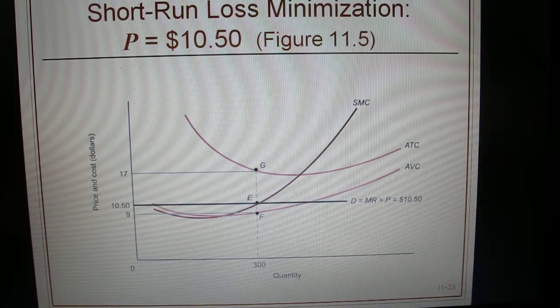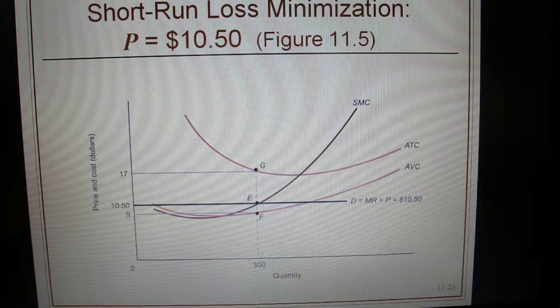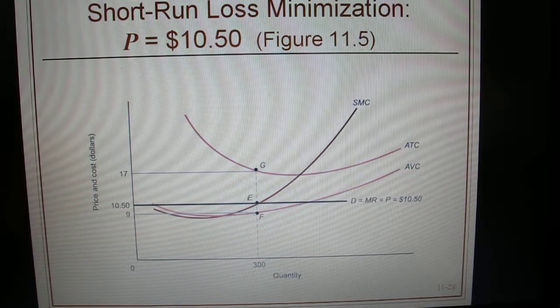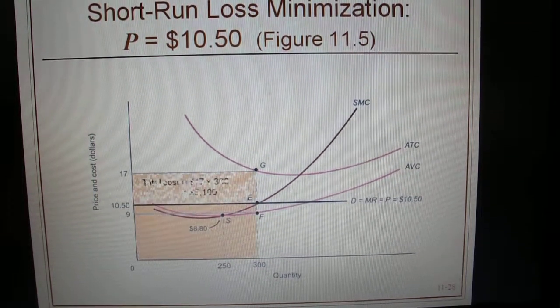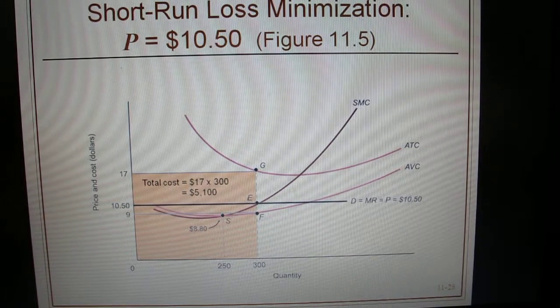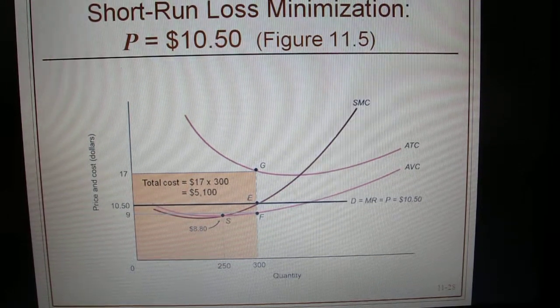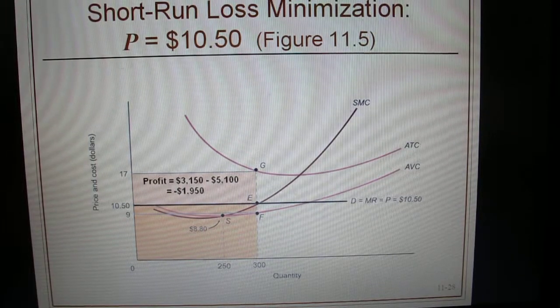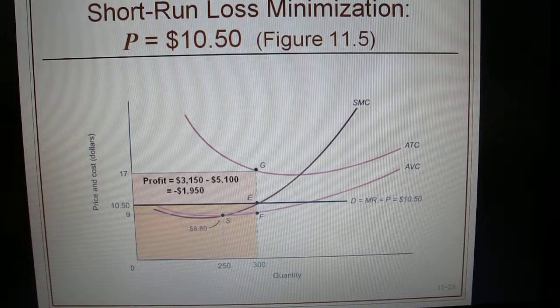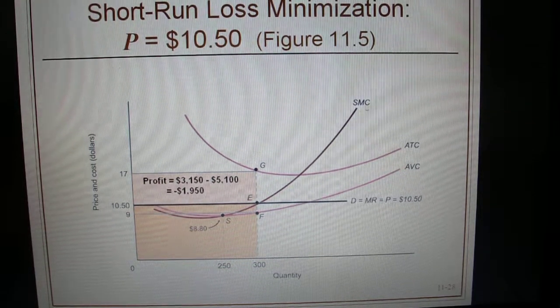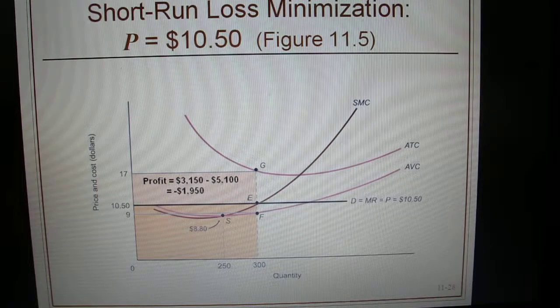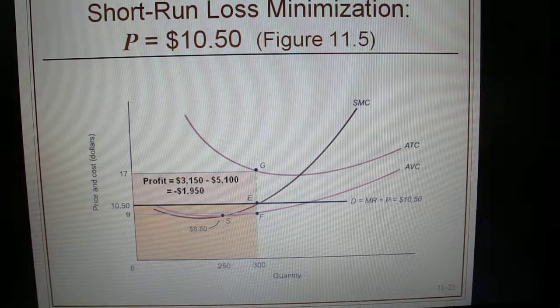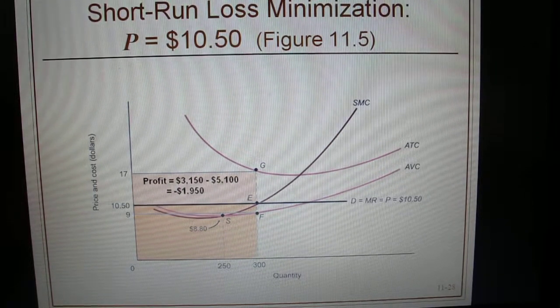If we did the math, we'd find the firm would still lose $1,950, but they would still produce. Why would they still produce? Because the fixed costs are $2,400 in this scenario. So they're losing the $1,950, but the fixed costs are $2,400. So they'd produce the 300 units at a loss of $1,950 rather than 0 units at a loss of $2,400. So in a sense, they're losing less money.